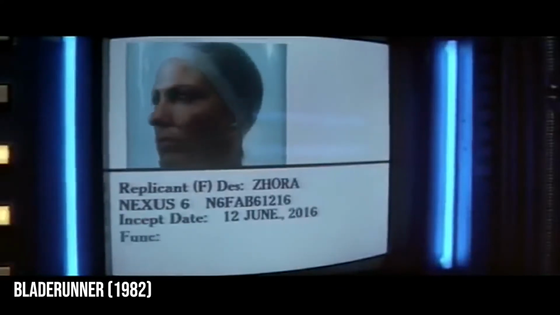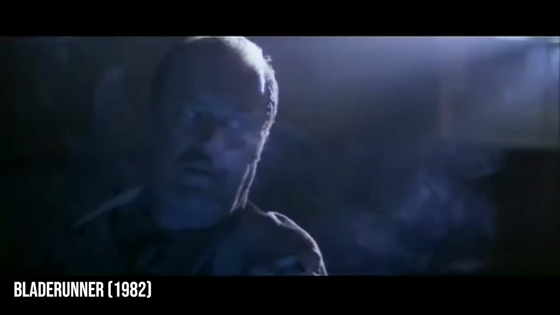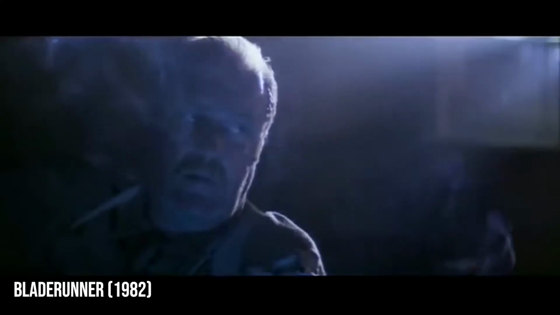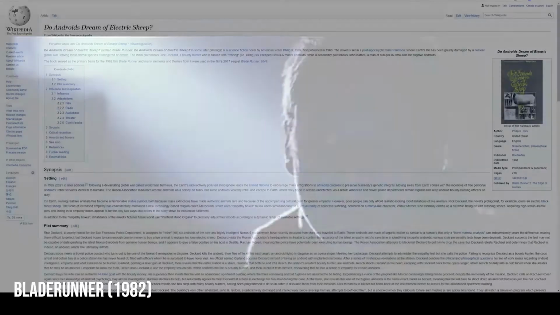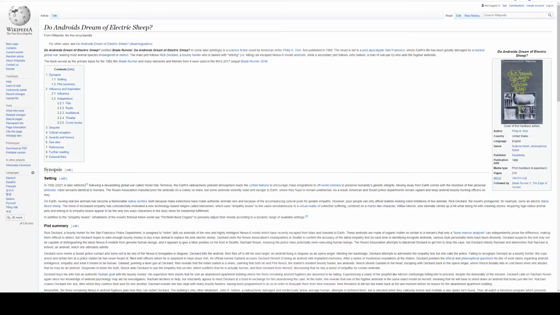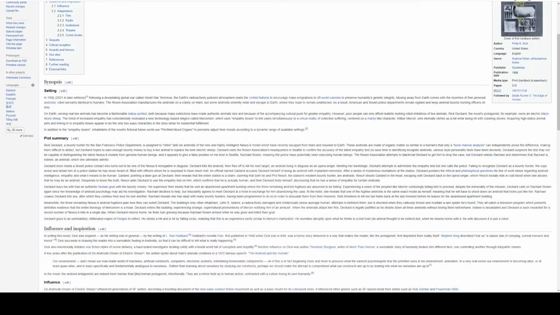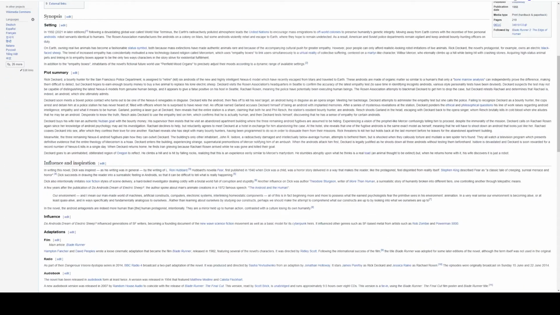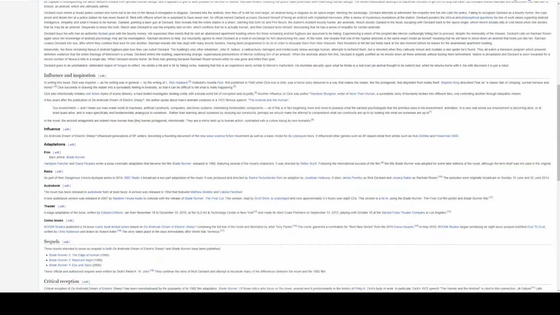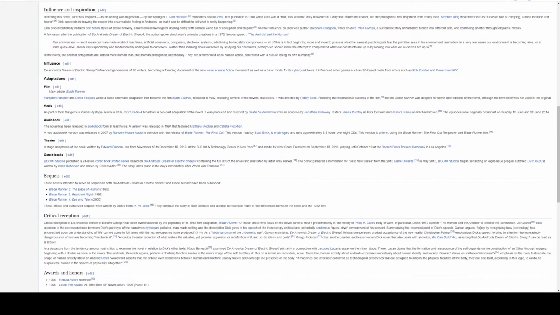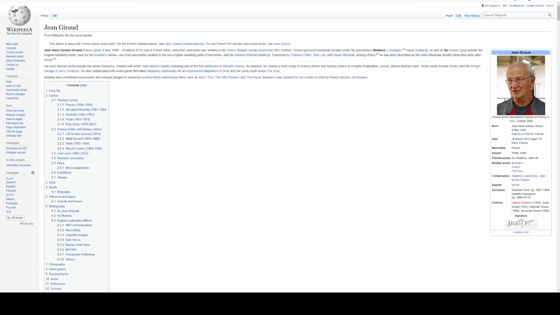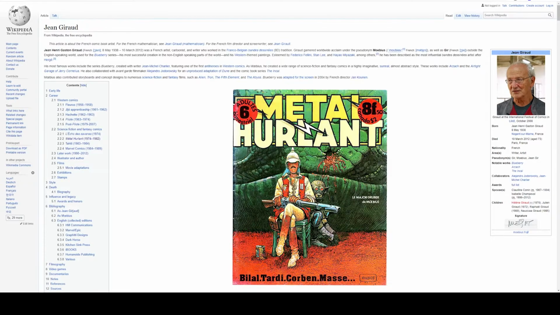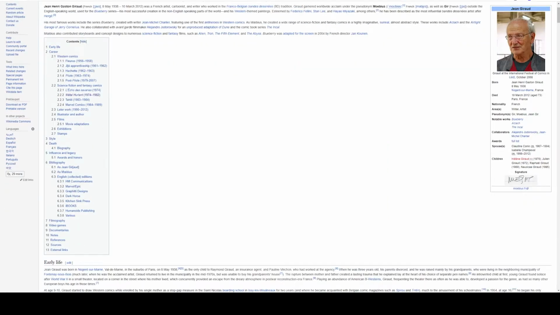The first movie that really defined the cyberpunk genre was Blade Runner. And Blade Runner was based off of a novel called Do Androids Dream of Electric Sheep by Philip K. Dick. However, to find the start of the cyberpunk genre, we have to look back even further to a French comic book artist, Jean Giraud, who goes by the pen name of Moebius, who wrote the comic Metal Hurlant. This comic was actually used as the concept art for Blade Runner.